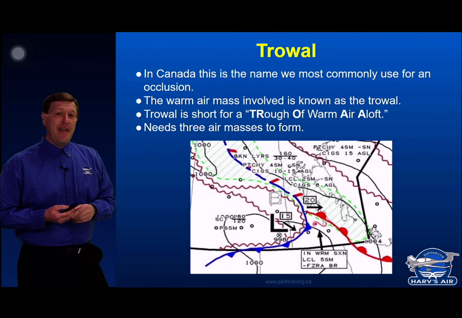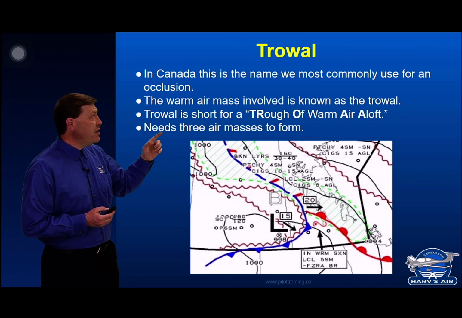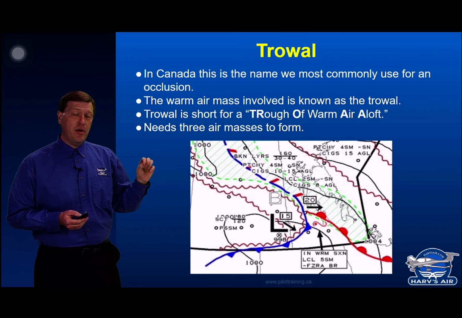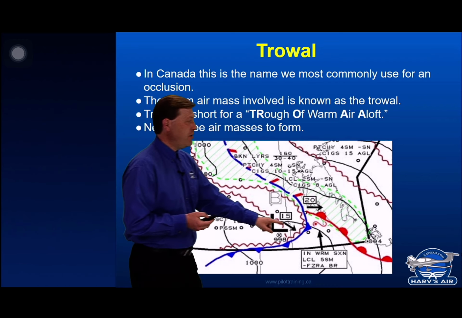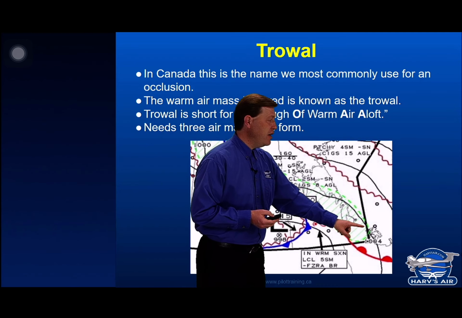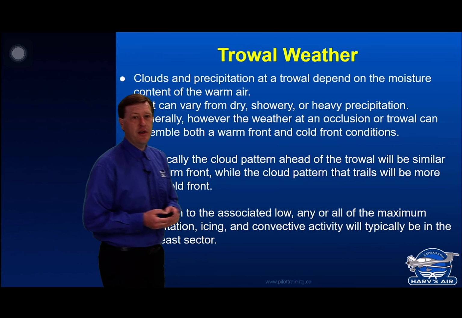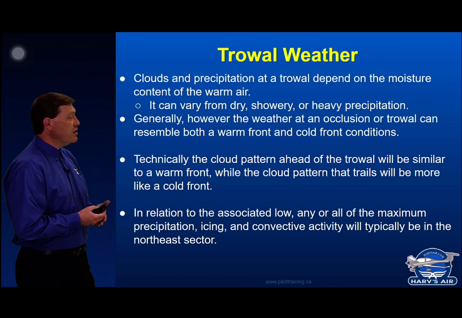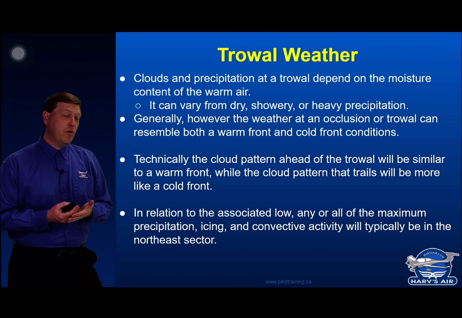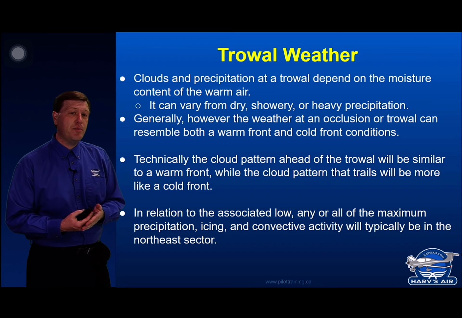Okay. Whenever we have a trowel, we need to remember that we actually end up with 3 air masses because we've got the cold air here. Typically, we have the cool air over here, and then we have the warm air right here. All right, the clouds and precipitation are going to depend on the moisture content of the warm air. The more moist the warm air is, the worse the weather at the trowel would be.